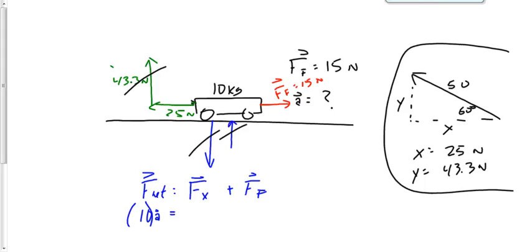Fx is negative 25. Ff is positive 15. Negative 25 plus 15 is negative 10. Divided by 10 should be negative 1.0 meters per second squared. So it accelerates to the left at 1.0 meters per second squared. Good?